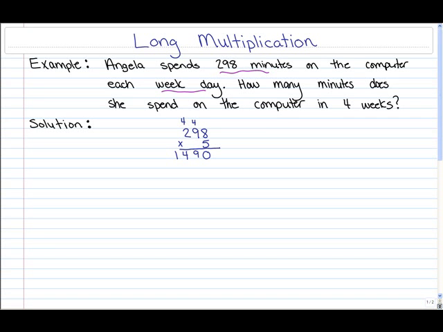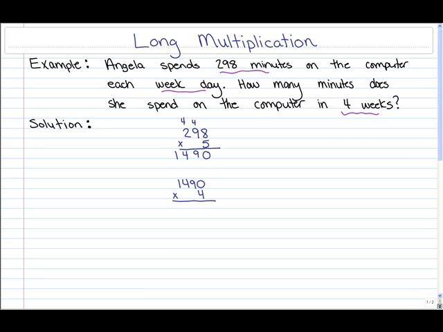Now the second part is asking you to figure out how many minutes she spends on the computer in a total of 4 weeks. So we're going to take our product, which is 1,490 minutes, and we're going to multiply this by 4 to represent 4 weeks. Now again, we align our least significant digits. We place the larger number on top and the smaller number underneath. And now the 1,490 is our multiplicand, and the 4 is our multiplier. So we're going to repeat the process.